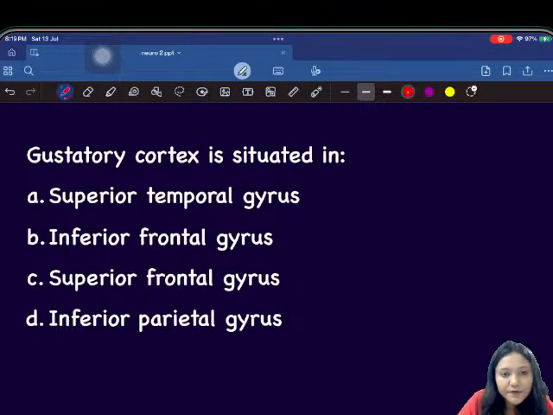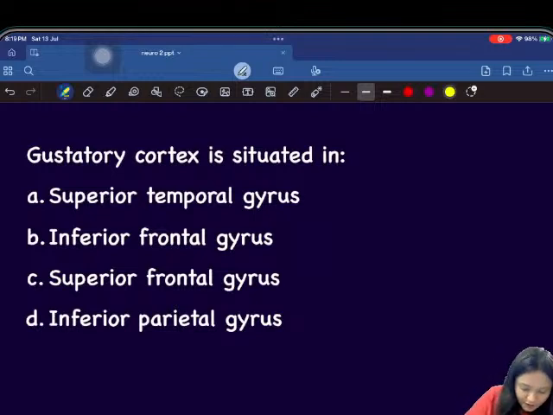Just now we have studied the gustatory cortex, area number 43. Anybody in the chat who wants to answer this? Just now we have discussed in which gyrus it lies, whether it is in the frontal, temporal or parietal lobe. Just now we have studied about the gustatory area. Anybody in the chat who wants to answer this?